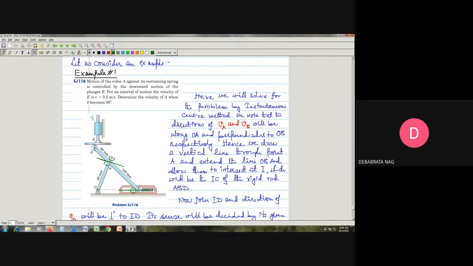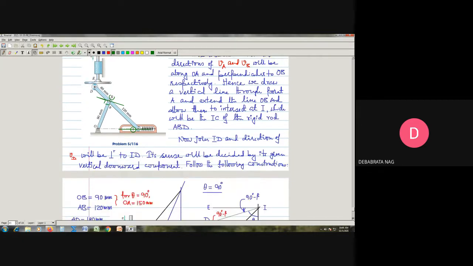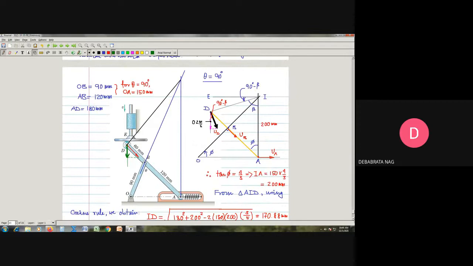So what I can do, I can draw a perpendicular line like this to this direction, and of course I can extend this line, because this is going to be 90 degrees, so I can extend this line and allow them to meet somewhere here to find out the instantaneous center for this mechanism. Actually, this construction is shown here like this. So this is for any general angle, the construction is shown.